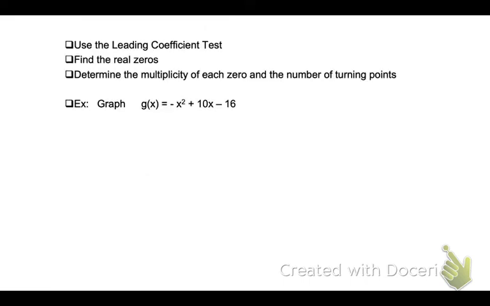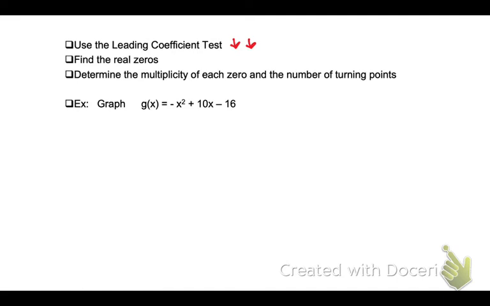Okay, use the leading coefficient test, find all the zeros, determine the multiplicity of each zero, and we're going to sketch the graph. So basically what we just did. I'm not going to write in black. Okay, leading coefficient test, odd or even? Odd. Odd or even? Oh, even. Even, positive or negative? Negative. So what are my ends going to look like? Down. So down, down.